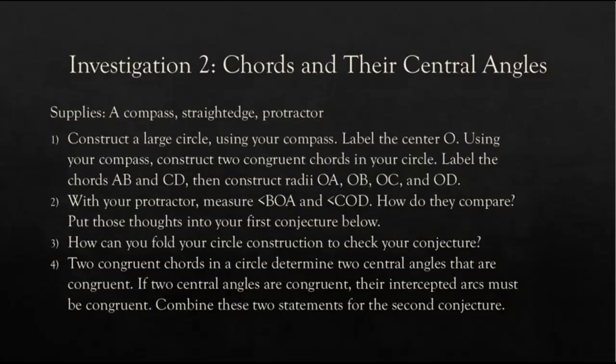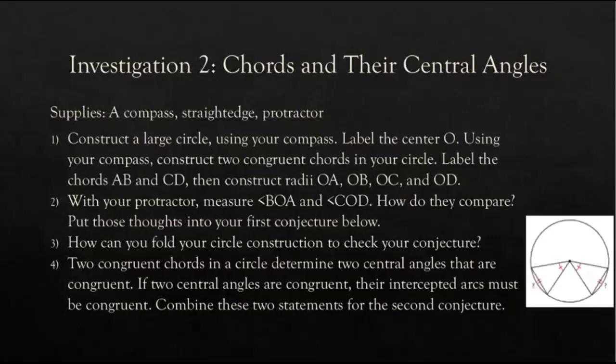The last step would be to evaluate the congruent chords. They determine two central angles that are congruent, and if two central angles are congruent, their intercepted arcs must be congruent. So that will be our second conjecture. Here's a picture of what you should have at the end. You have congruent chords right here. You're going to draw the radii. You're going to measure these inside angles, these central angles, and then we're going to think about how the arcs are related.